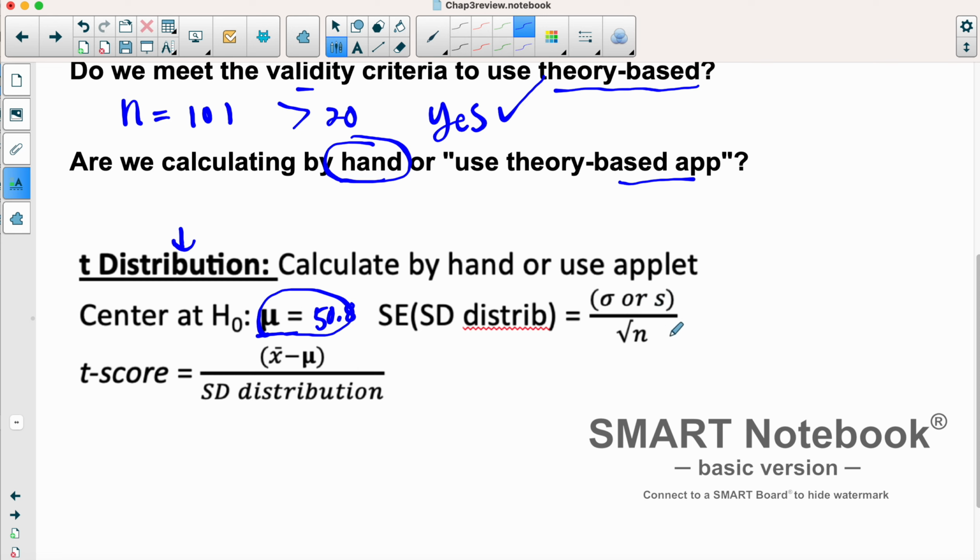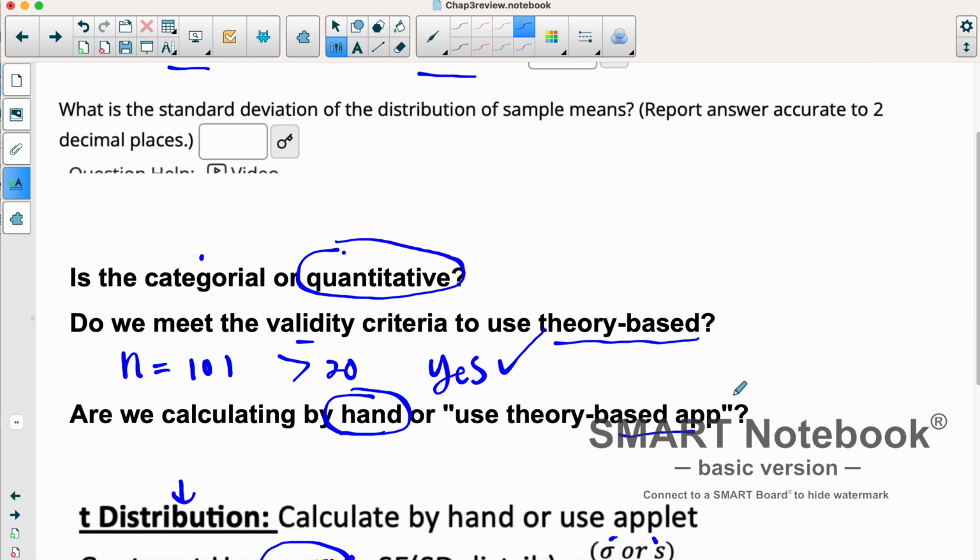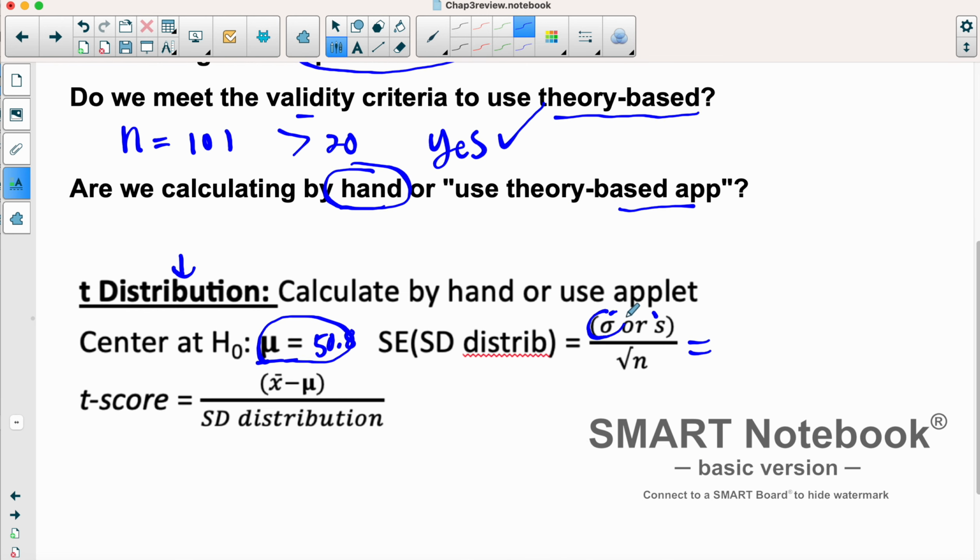And then we're going to calculate the standard error, the standard deviation of the distribution. Well, are we given a sigma or an S? We were given a sigma, 71.8. So I'm going to put sigma, 71.8, divided by the square root of n. N is 101, divided by 101. And that value there is going to be one standard deviation, which is 7.144. That's one standard deviation.